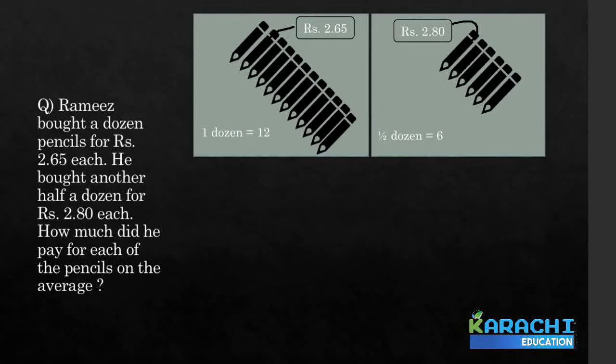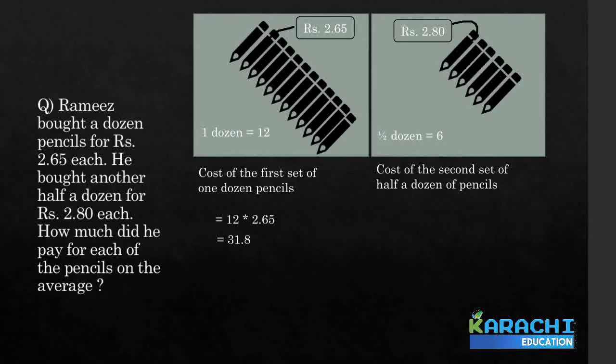Okay, let's start the solution. Cost of the first set of 1 dozen pencils will be equal to 12 multiplied by 2.65, and it's going to be 31.8. Cost of the second set of half a dozen pencils is going to be 6 multiplied by 2.8, and that is 16.8.